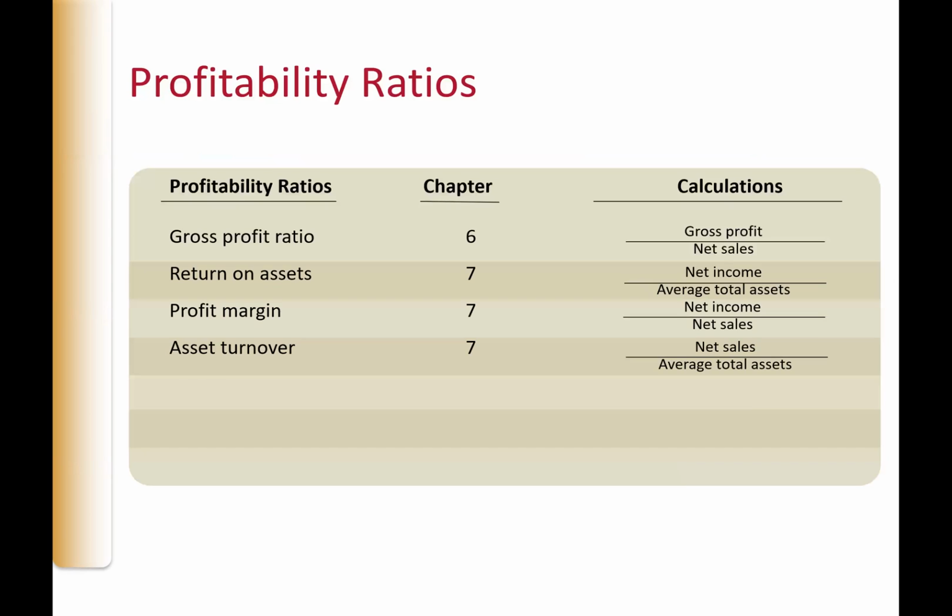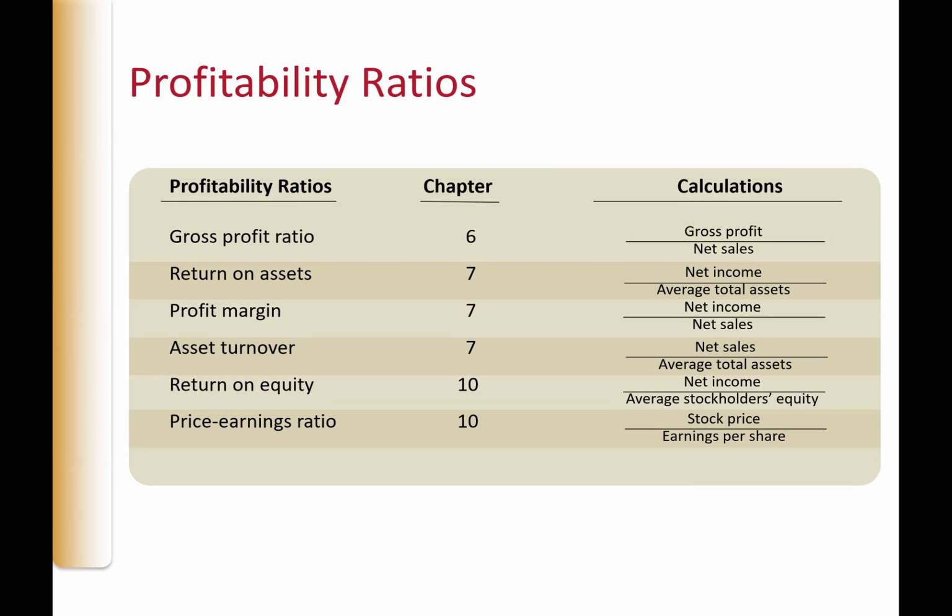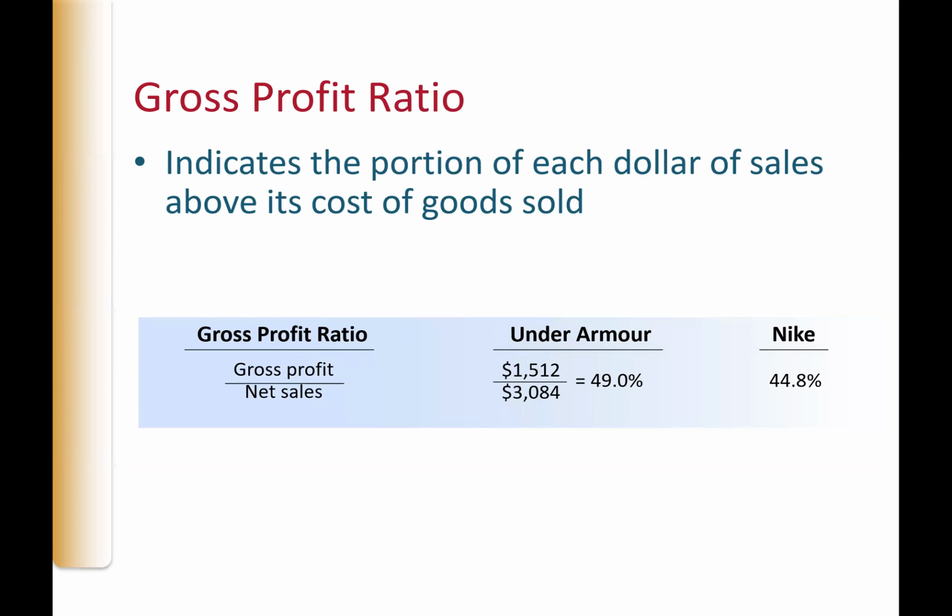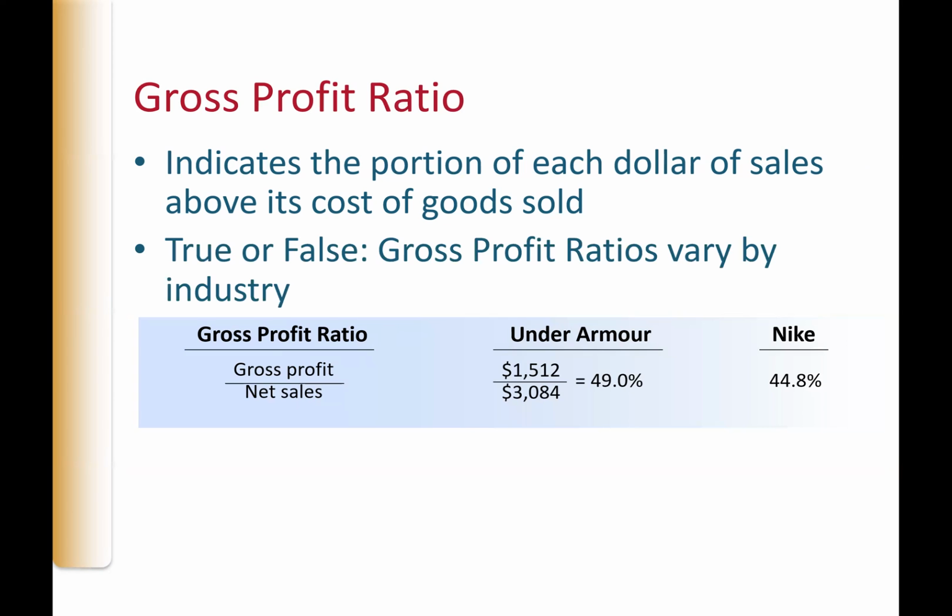Now, regarding profitability, these are the ratios. How profitable is a company? The gross profit ratio indicates the portion of each dollar of sales above its cost of goods sold. So Under Armour is sitting at 49%. Nike is sitting at 44.8%. In this case, comparing this ratio, it looks like Under Armour's gross profit ratio is more favorable than Nike's. Do you guys believe gross profit ratios vary by industry?